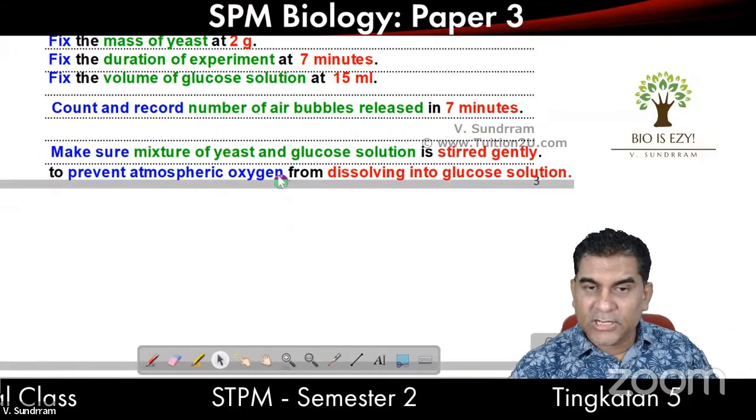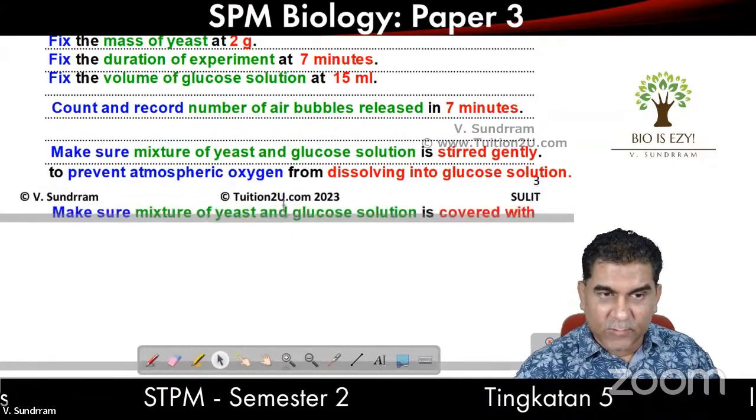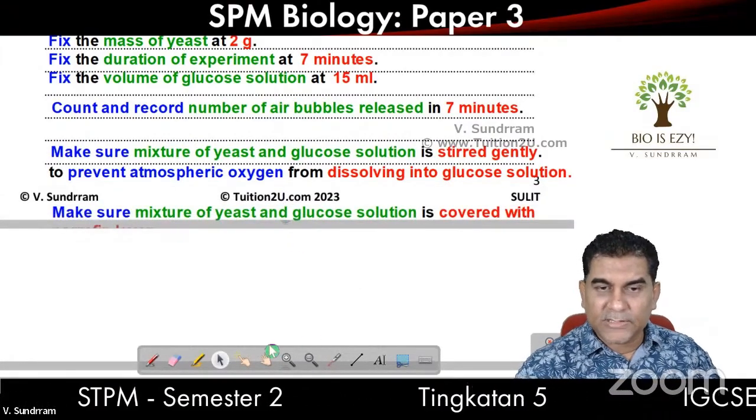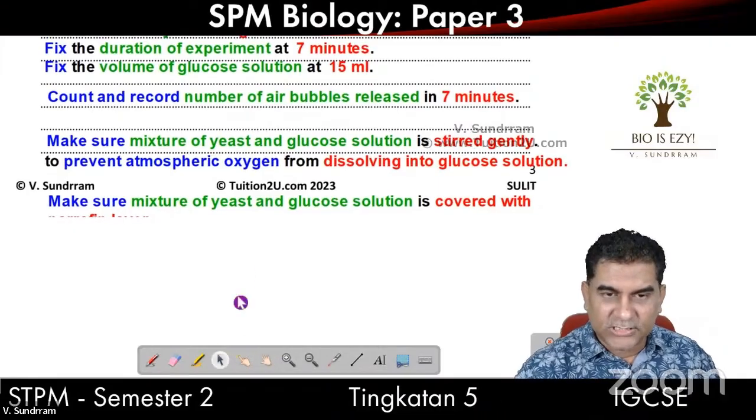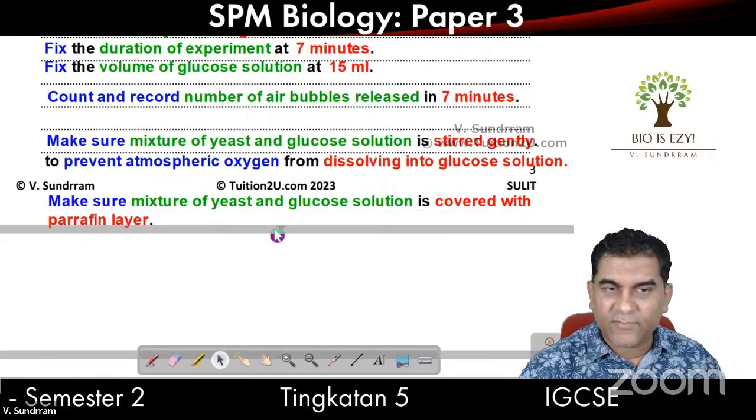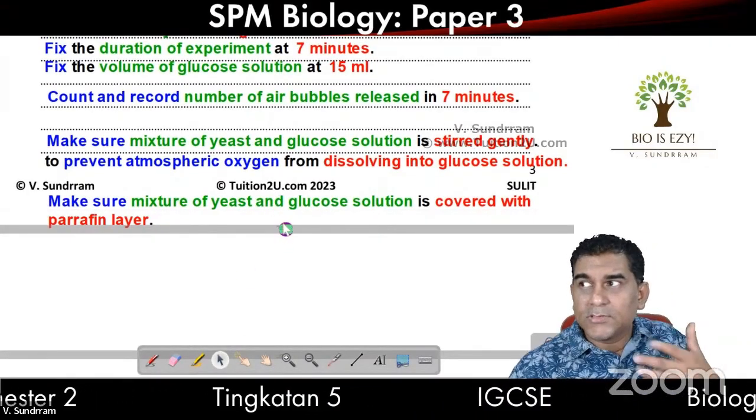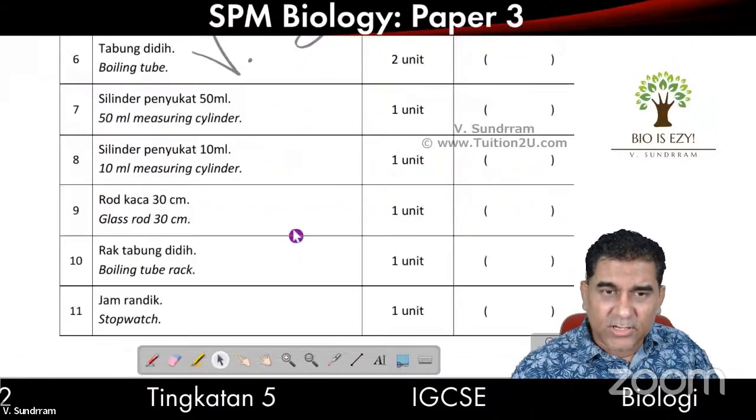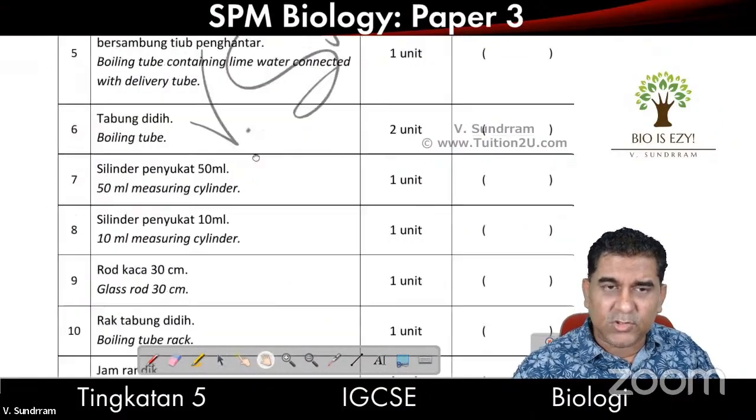But the precautionary measure, not only this, there is a second one, which is make sure the mixture of yeast and glucose solution is covered with something called a paraffin layer. Again, you don't have to create this because it's already in the list. They already mentioned to you it is paraffin.